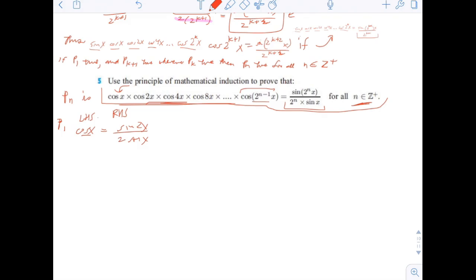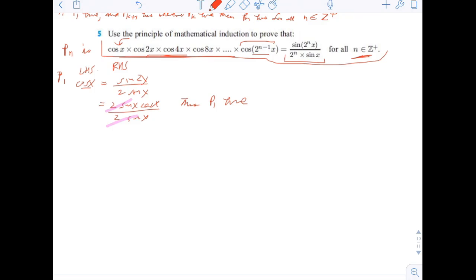Now let's see if that's true. We're going to modify the right side. Instead of writing sine of 2x on top, we're going to put in the identity 2 sine x cosine x. If we do that, we can see that the 2 sine x on the bottom and top are going to cancel, and we do end up with cosine x equals cosine x. So thus P1 is true. Okay, P1 is true, worked. Now we're going to do the step case.